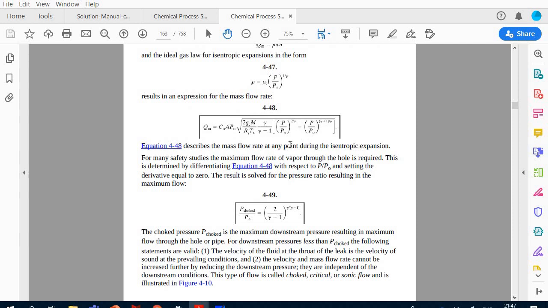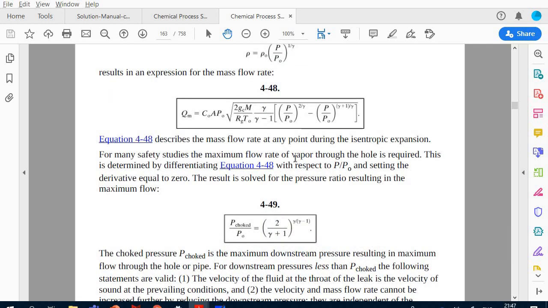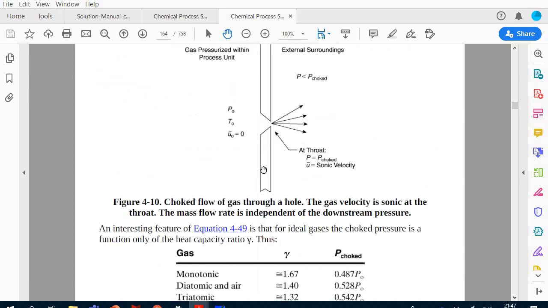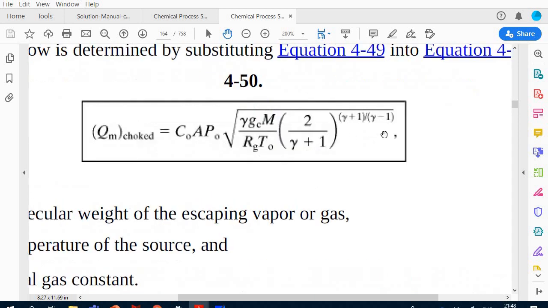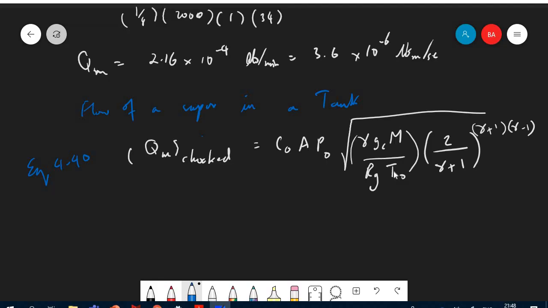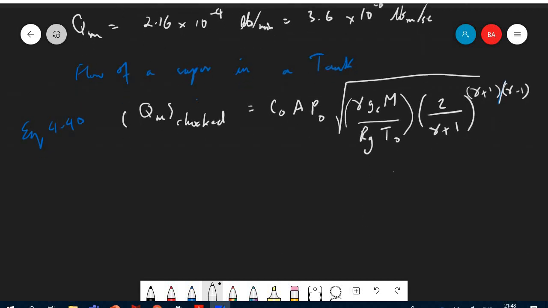Here we have the term for the mass flow rate, but this term is not the one we want, because for many safety studies we want the maximum flow rate. That's why we took the derivative equal to 0, and we find the QM choked value. I forgot the divide sign here, so it's gamma plus 1 divided by gamma minus 1. Great. So this is what we have here. And that's not alpha, that's gamma.